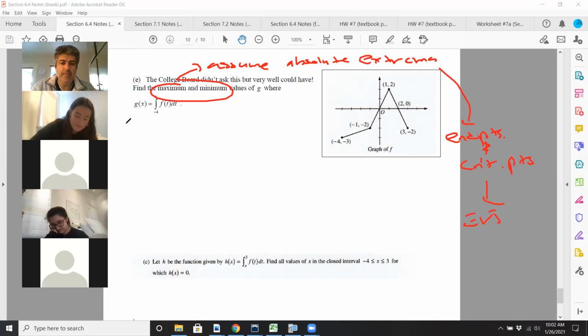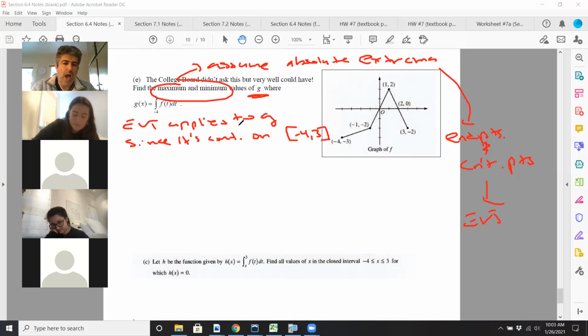Well, here's the thing. You're doing it for G, obviously. So first you could say EVT applies to G since it's continuous. And we're going to look at the interval from -4 to 3. They should have actually stated the interval as well. Here's the thing. How do I know I'm continuous? We weren't told that explicitly, but how do I know?